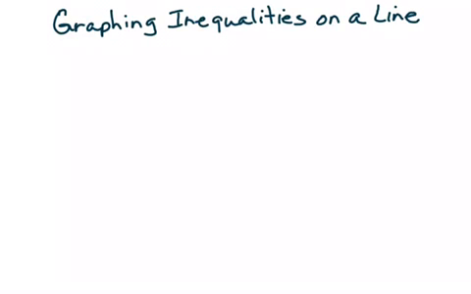In this video, I'm going to show you how to graph inequalities on a line. In later videos, I'll show you how to graph it on a coordinate plane, but for today, it's just on a straight line. So it's pretty straightforward. For example, what if we have an inequality that says y is less than or equal to -3? In this case, I have two parts of the inequality. It is both less than and it's also equal to.